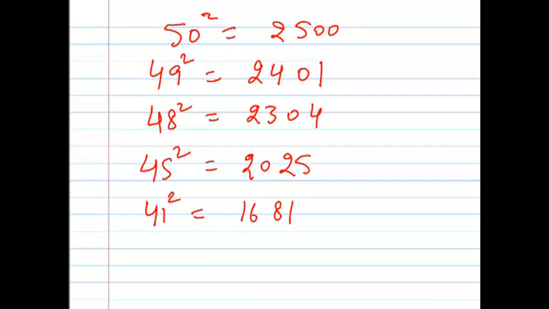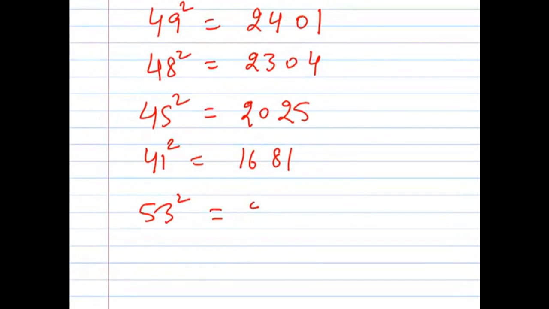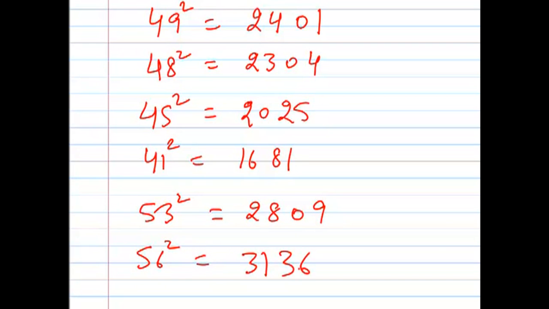Similarly, if you want to do the square of a number above 50, then instead of subtracting, you have to add it. So 53 squared will be 25 plus 3, that is 28, and 3 squared is 9, so 2809. Similarly, 56 squared is equal to 25 plus 6, 31, and 36.